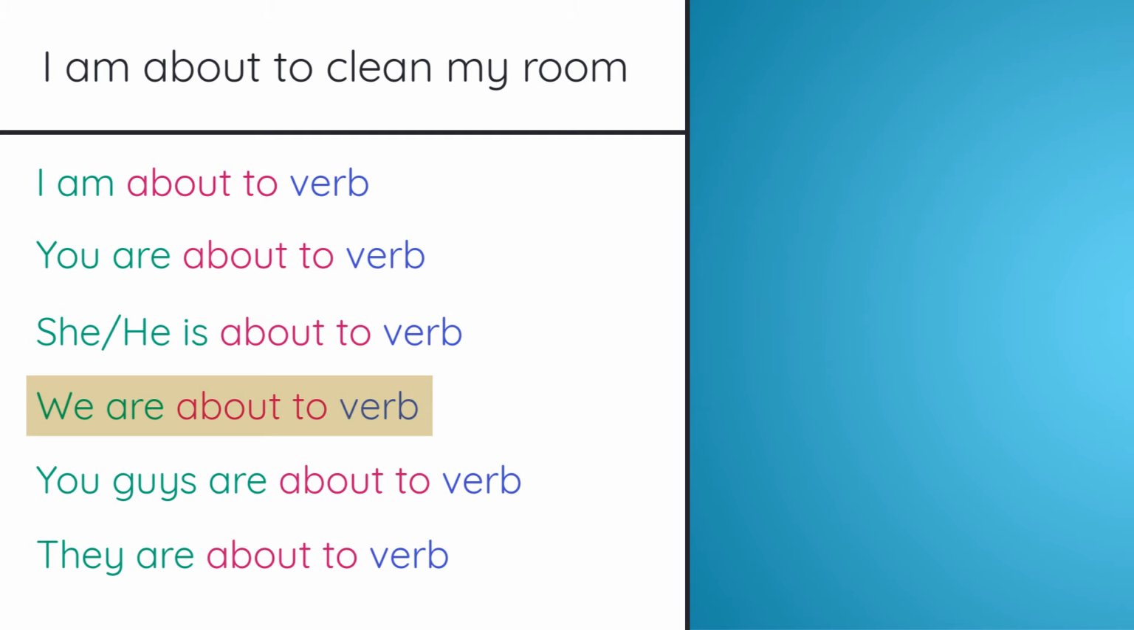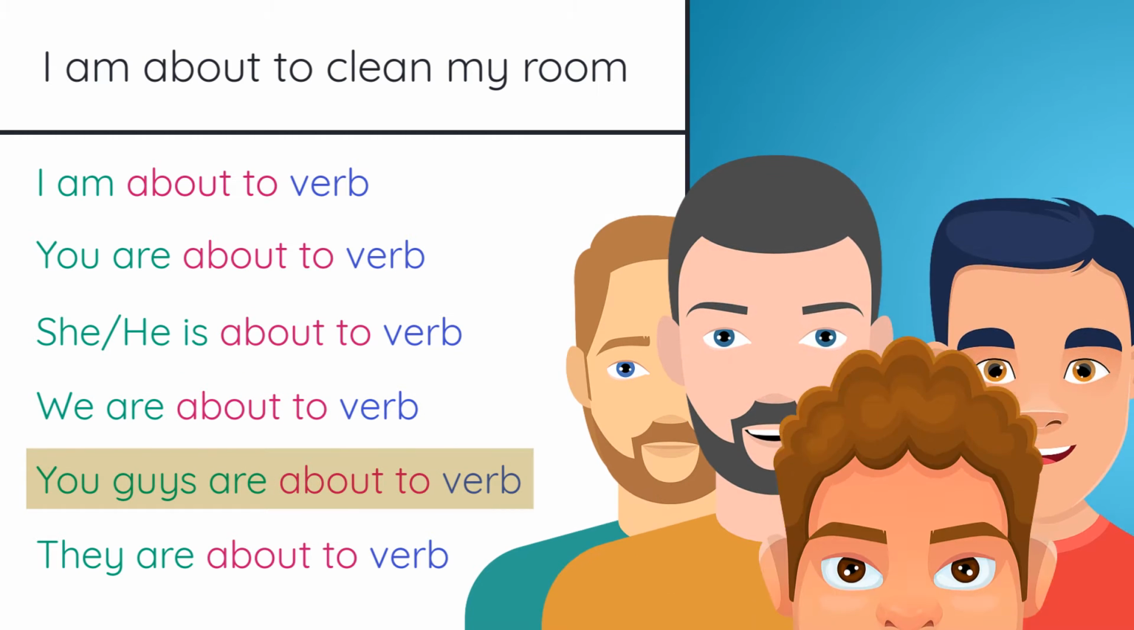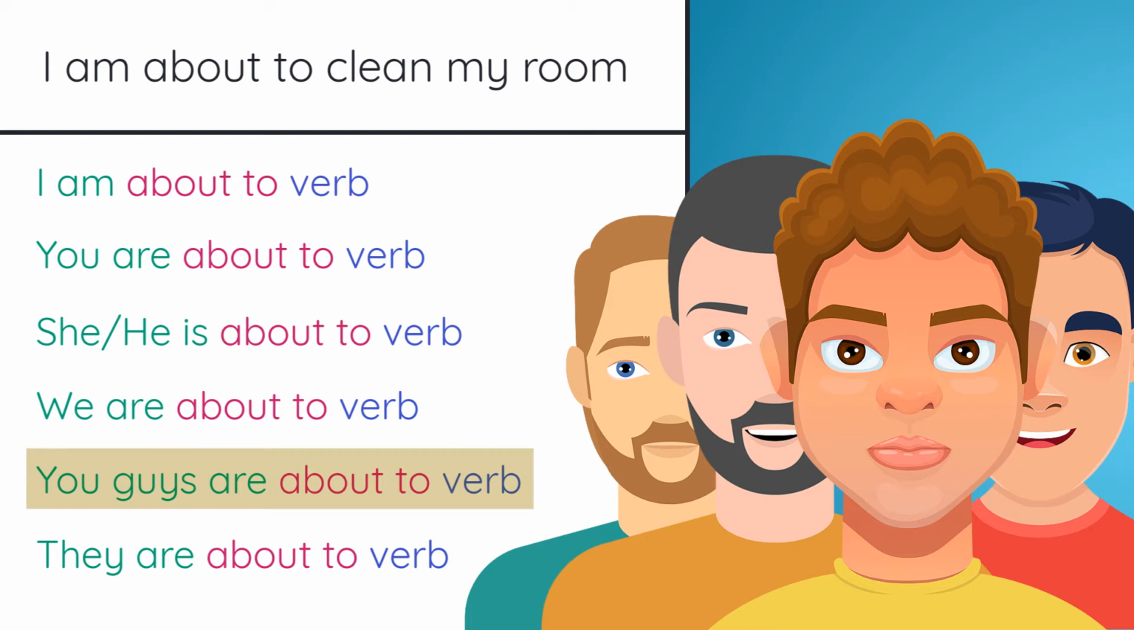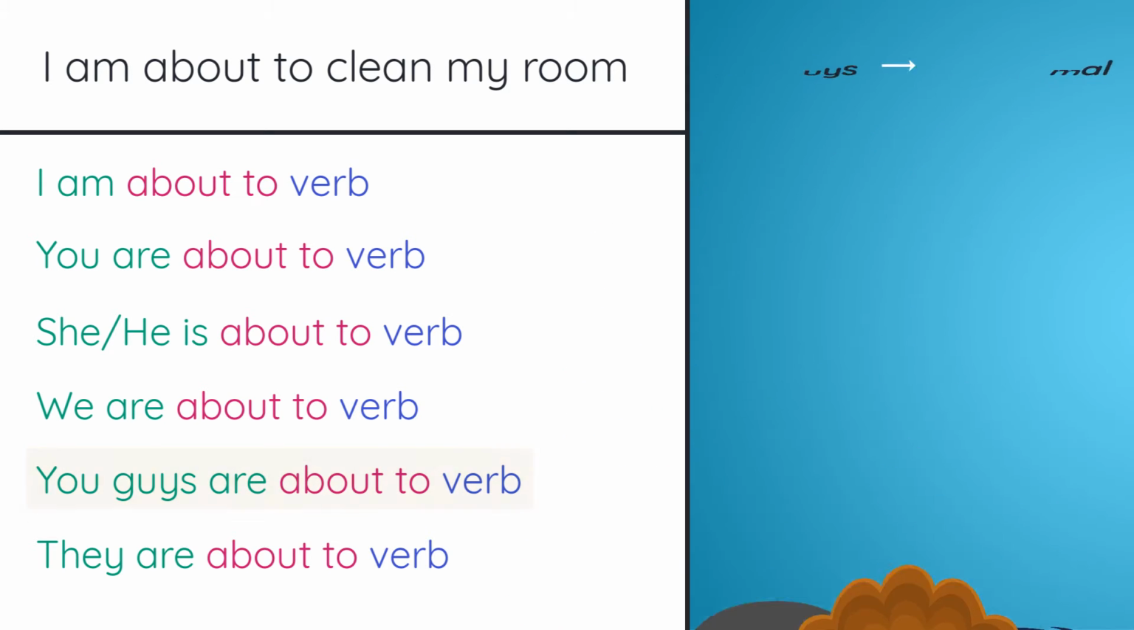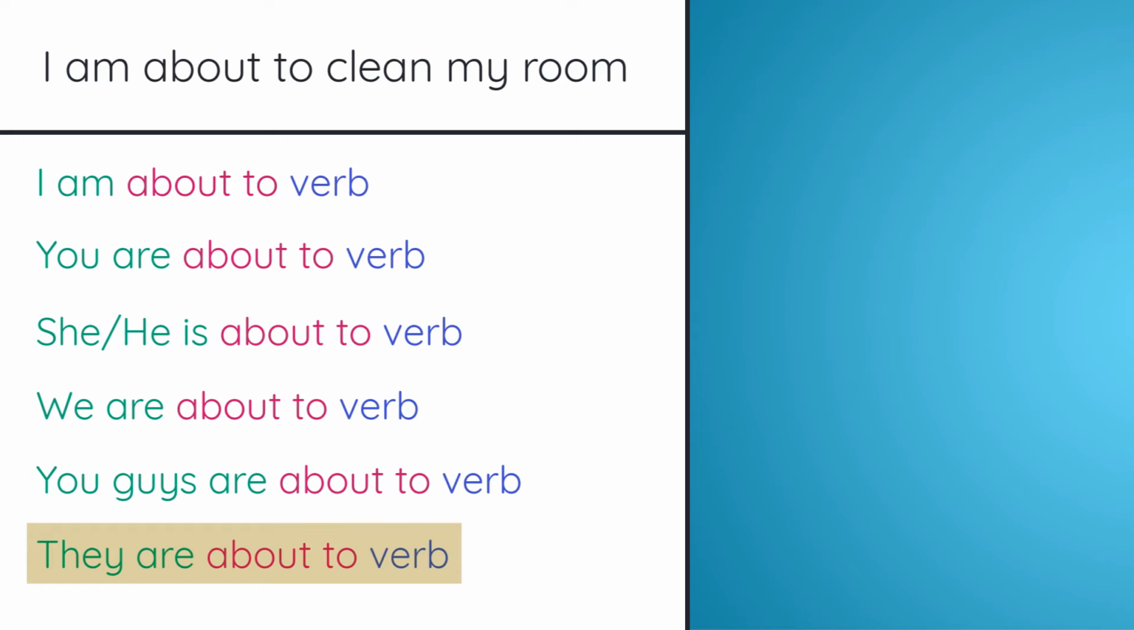We are about to and a verb. You guys are about to and a verb. I've put here you guys, which is a bit informal. But when we are talking about a group of people in an informal situation, we can use you guys. And they are about to with a verb.